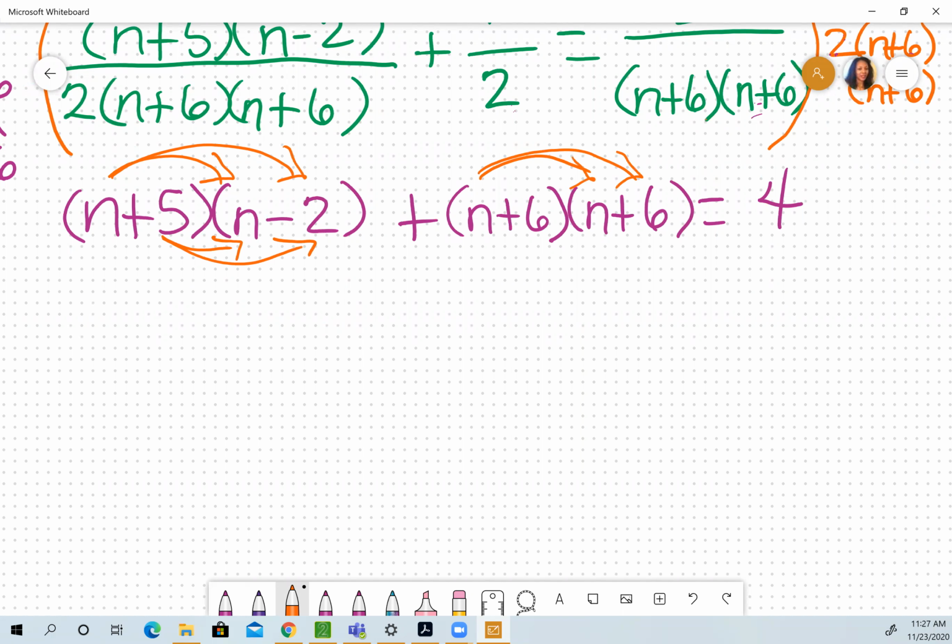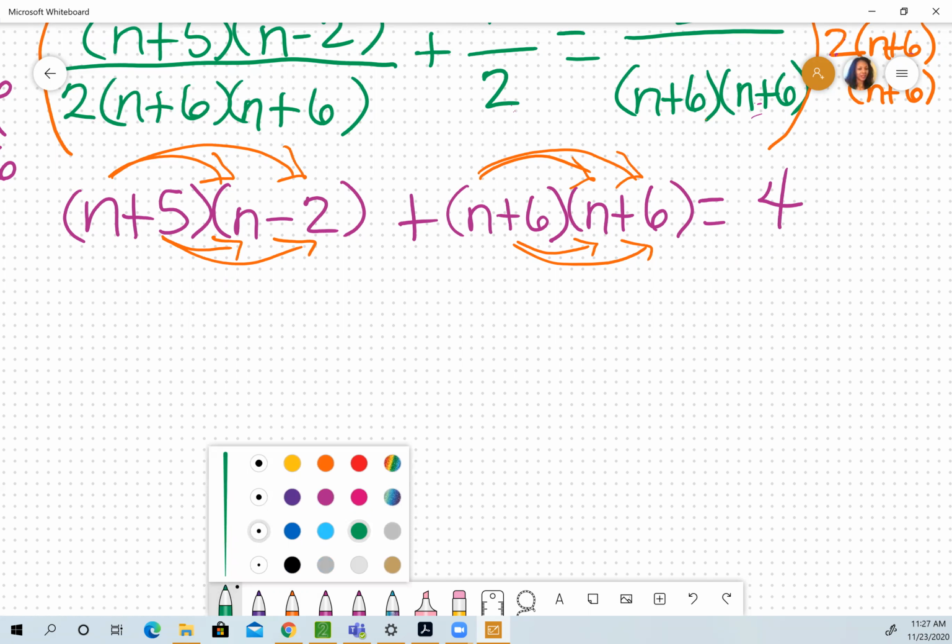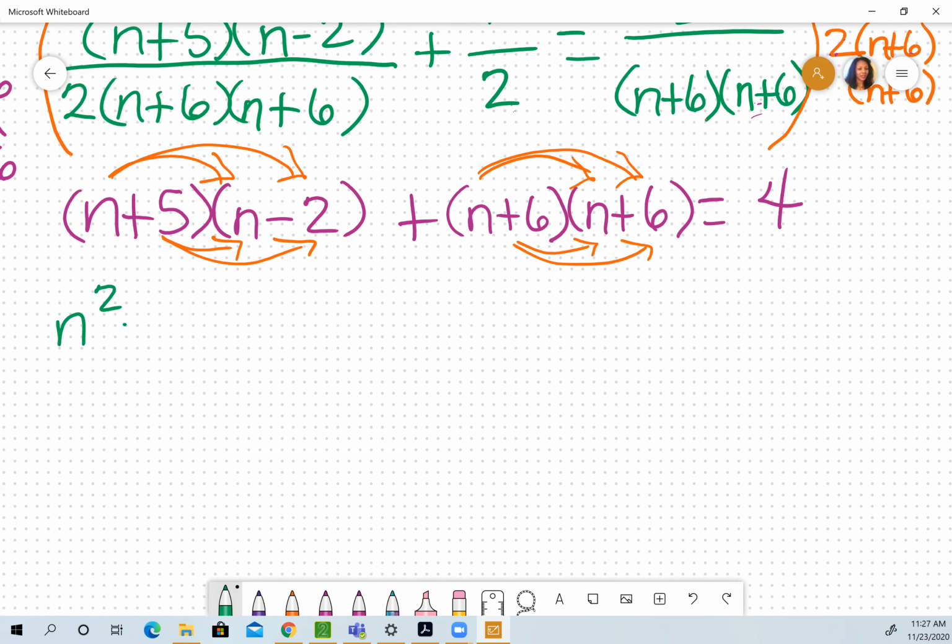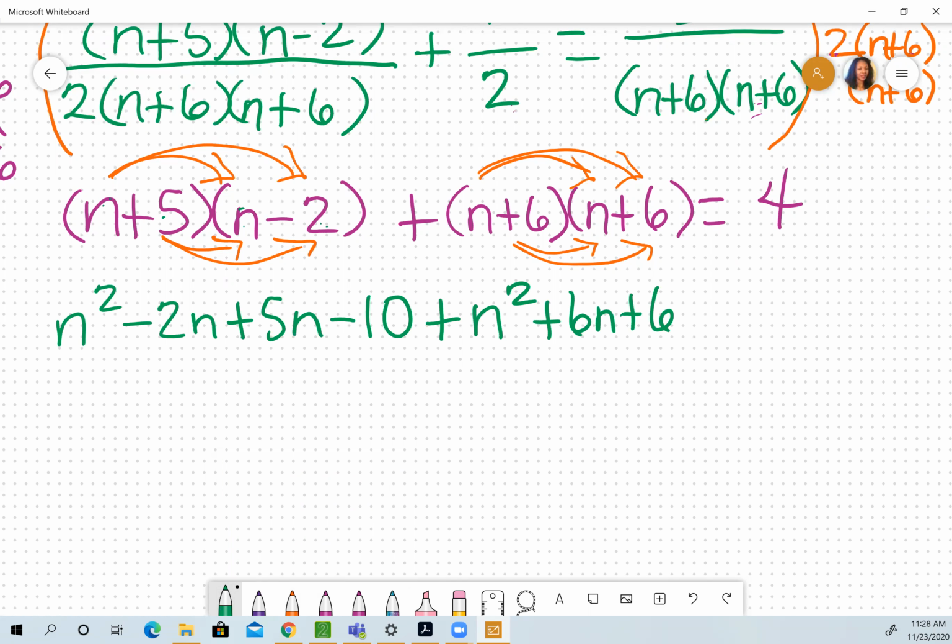And some of these I already have the answer to because we already had the answer. We just put it in fraction form. So let's go back to what we were doing here. That first one is going to be n squared minus 2n plus 5n minus 10. And that's just me following the arrows: n times n, n times -2, 5 times n, 5 times -2. And then over here, this is going to be n squared plus 6n plus 6n plus 36 equals 4. Now I want to combine like terms.